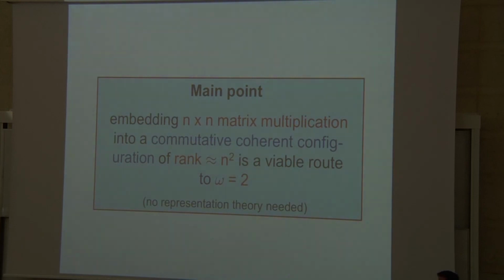So the main point, and this is the slide I wanted to get to, is that you can think about embedding n by n matrix multiplication into a commutative coherent configuration, it's a mouthful, of rank about n squared, and get omega is equal to 2 via that approach. This is somehow pleasing in the sense that you're just trying to embed as large an object as you can into as small an object of another type as you can, and you don't have to think about anything else. If you can do that, you get omega is equal to 2, and all of the conjectures that we mentioned along the way imply that you should be able to do that. I mean, we don't know, but this is a viable approach.